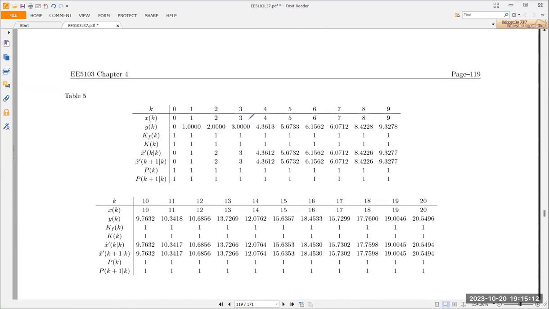Okay, you can see the number also. Can you see the number? This is measurement 4.36. This is the estimate 4.36. You see? 8.4228 is 8.4226. All right. Basically, they are the same.